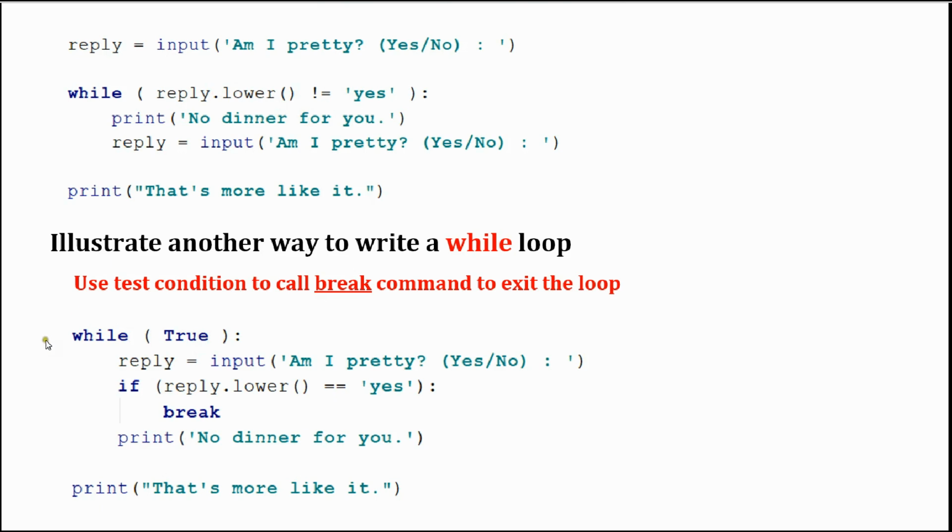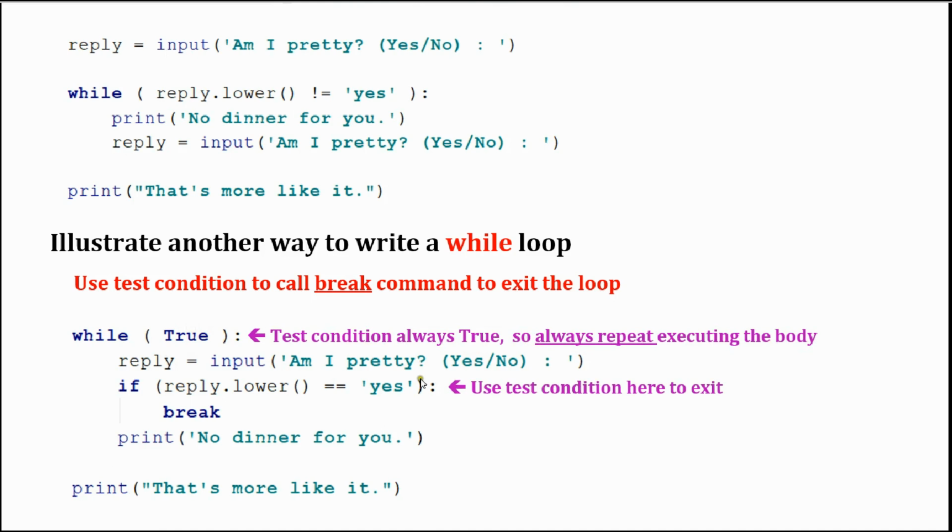So when you run the program, it will ask this question, "Am I pretty?" and save the result in reply. The test condition is always true. It will always repeat executing the body. So if it always goes down and repeats, how do we exit the loop? We can use a test condition here to check. If the user replies yes, then we break out of the loop. So we use this command break to exit the loop.